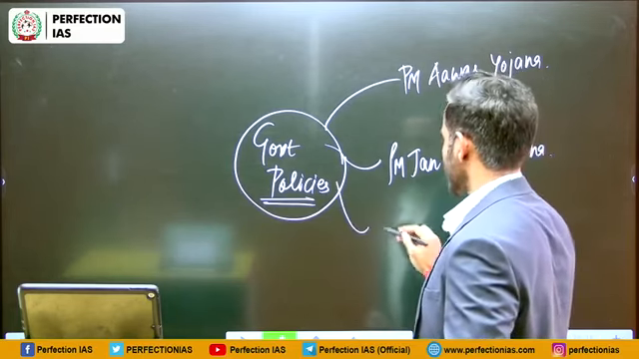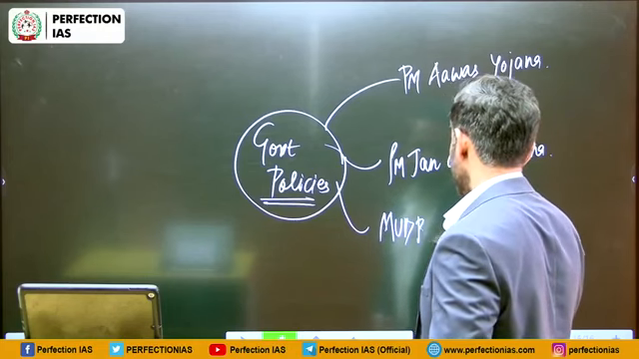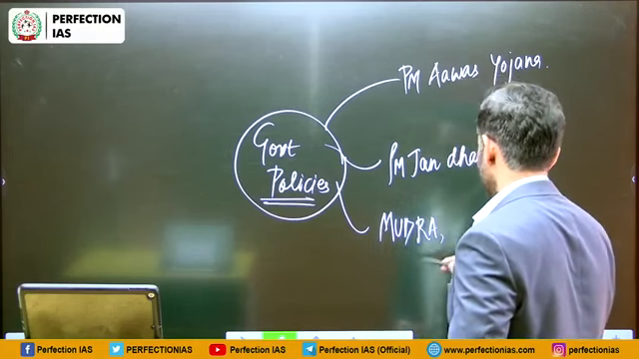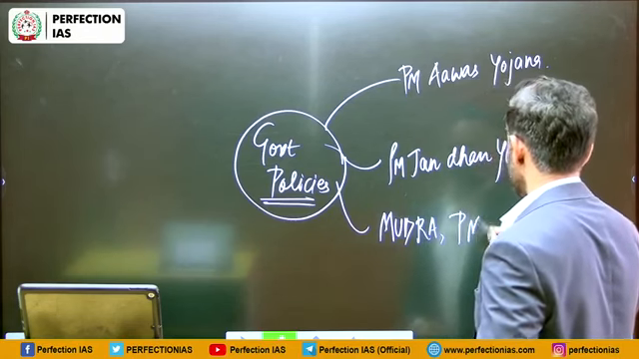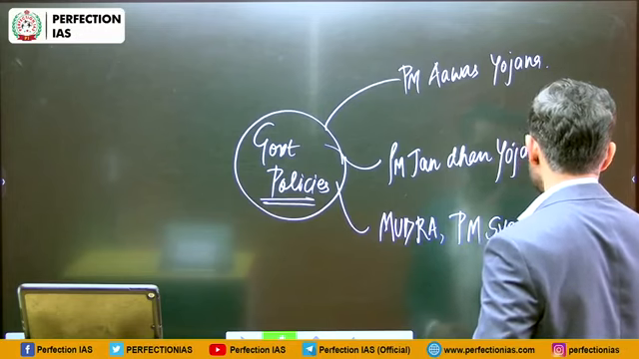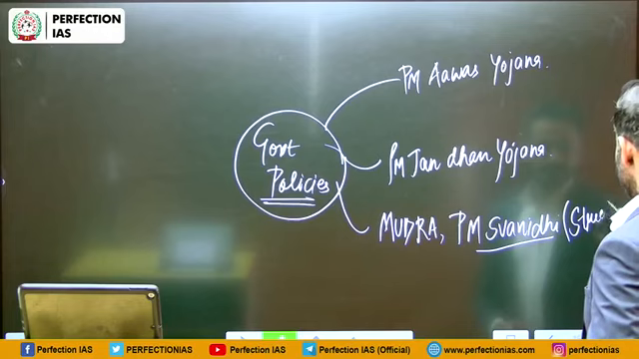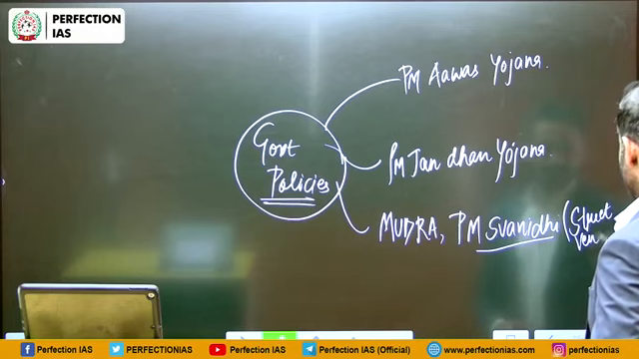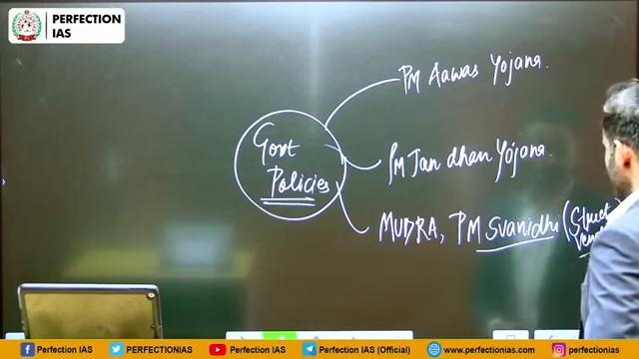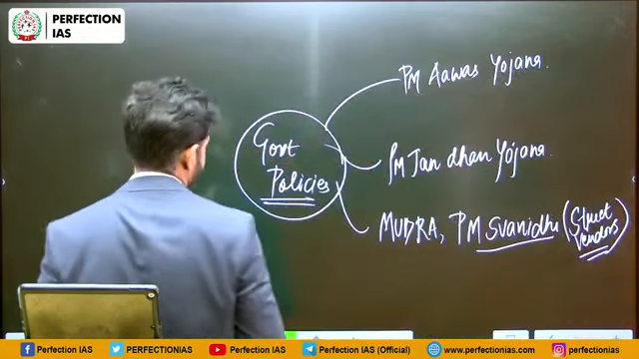For credit facility we have Mudra Yojana, and we have PM Swanidhi scheme. PM Swanidhi scheme is for street vendors. So under this scheme, the credit facility is provided to street vendors.